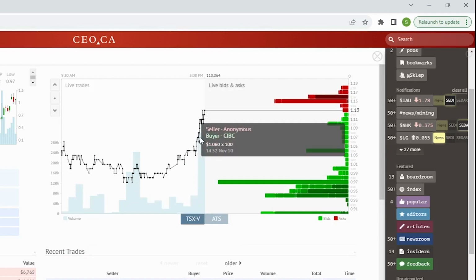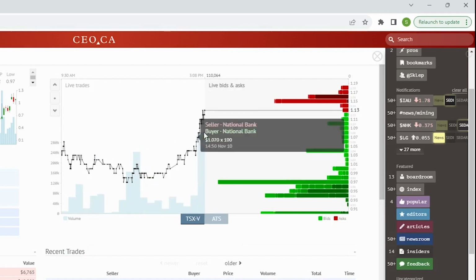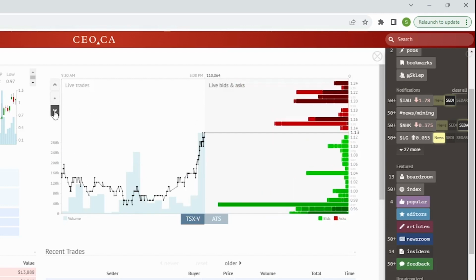Now, these blue bar charts at the back show you the trade volume. So the more the blue, the more the volume. So you can see exactly when it happens. Now, this is all information that allows you to establish patterns, see what's going on in the market, see what's influencing your trade, what's not influencing your trade, and make smarter decisions.